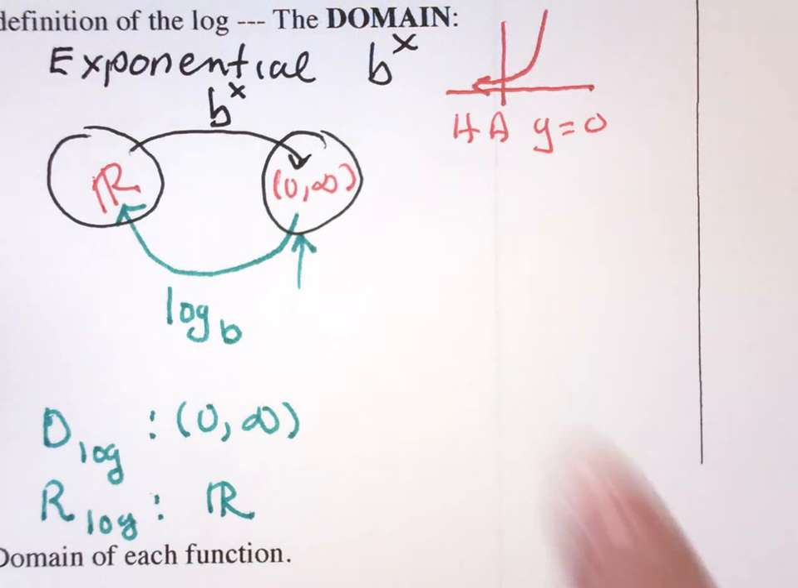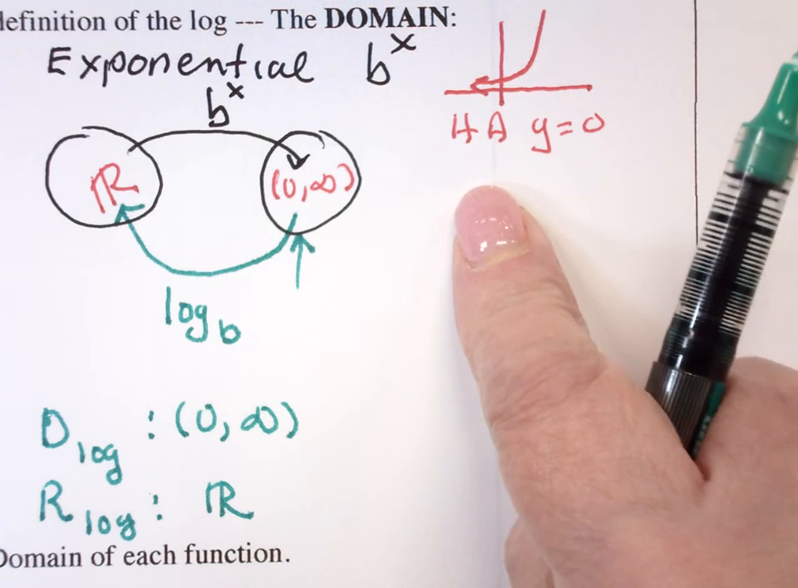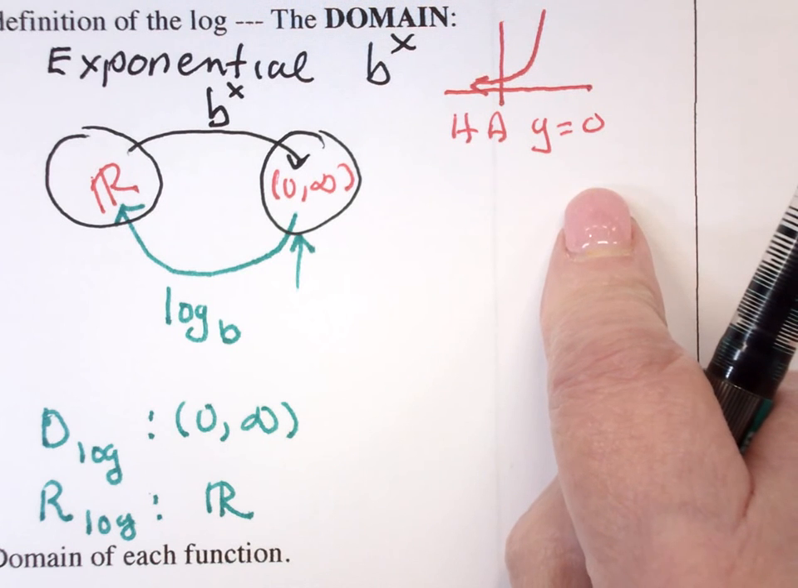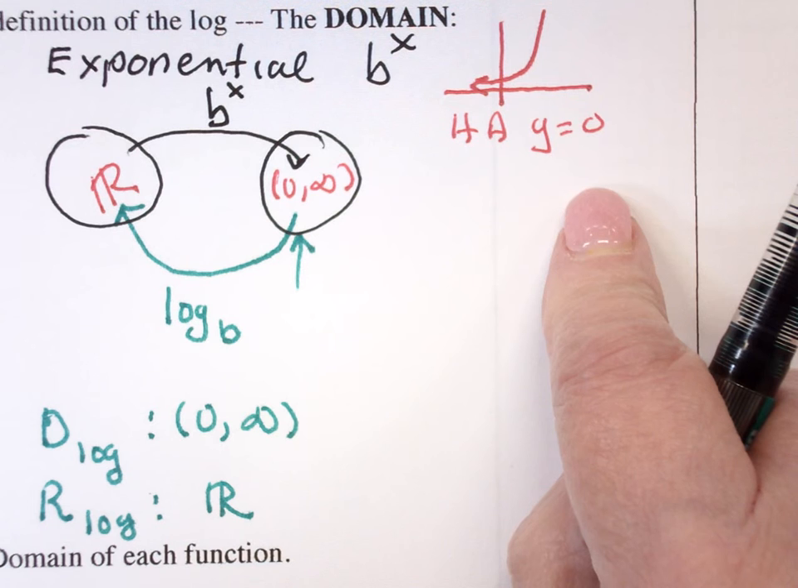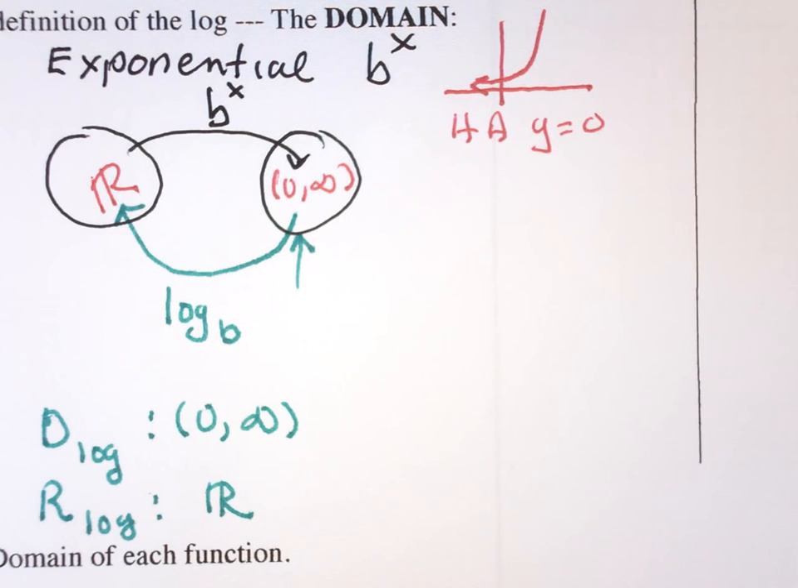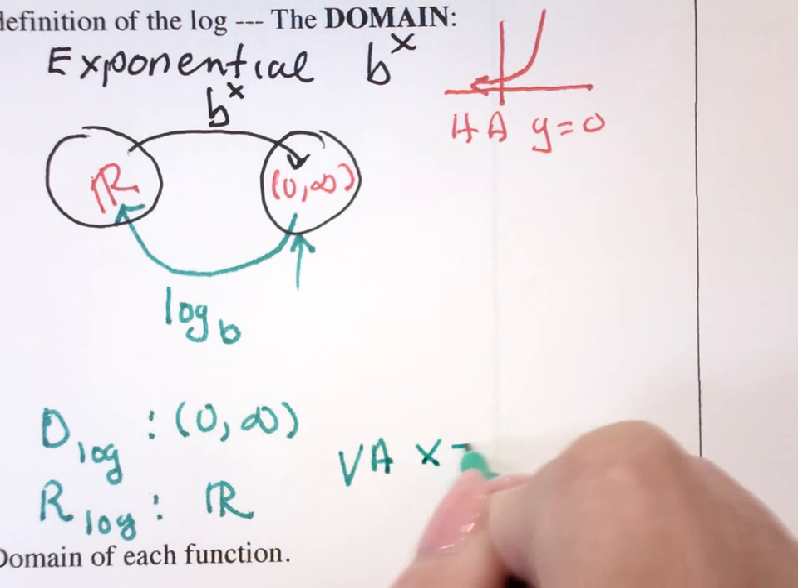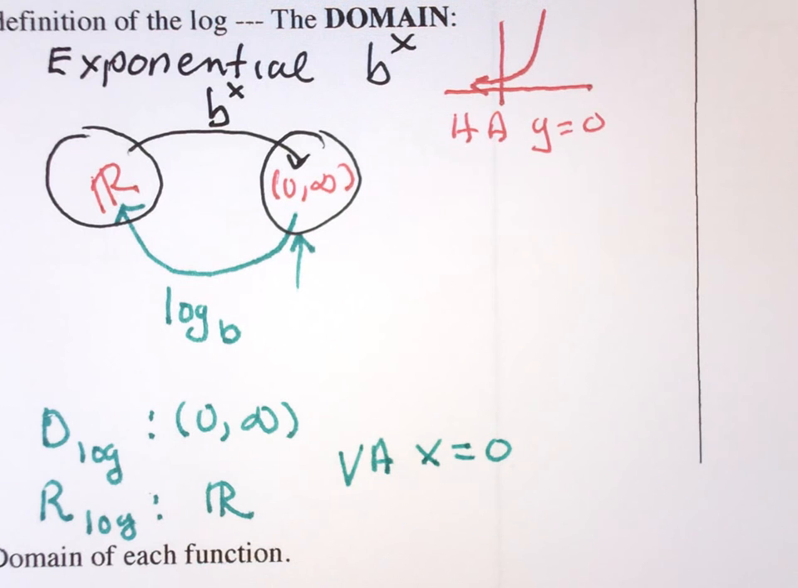And if I'm indeed dealing with the inverse, if the exponential has an HA at y equals 0, what must the logarithm have? We interchange who? x and y. So it's going to be a vertical asymptote. So it's got to have a VA at x equals 0 because x and y are reversed.